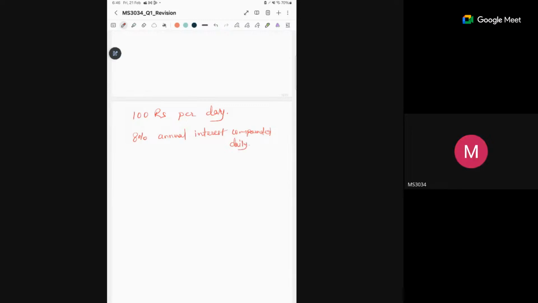It also says we are using the banking convention. So if I want to calculate the daily interest rate, that would be 8% divided by 365. And how much money will you have in 5 years? Sir, whether we compound daily, yearly or monthly will be mentioned in the question, right, sir? Yes.